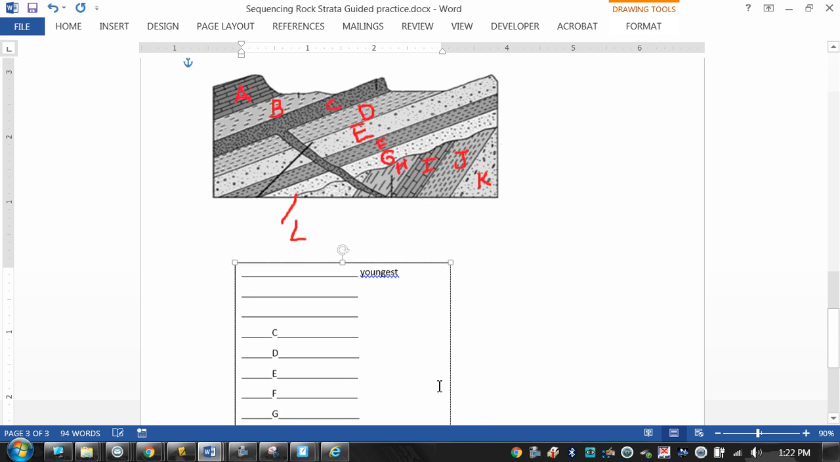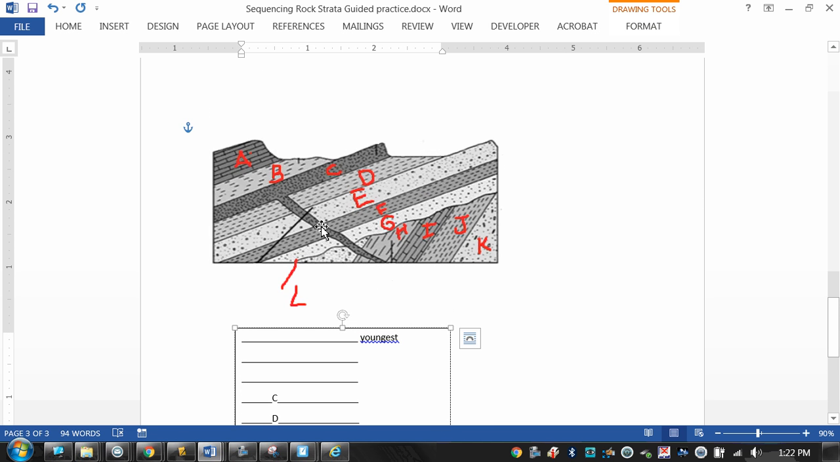Cross-cutting relationships tells me that in order for an intrusion or a fault to cut through a block of rock, or a rock column, the rock column had to be there first. So all this stuff had to be there before C could cut through it. And then after that, we have B and A, and that goes back to our law of superposition. But we also know that B and A would have formed horizontally, right? So we know that after A happened, the block moved in.